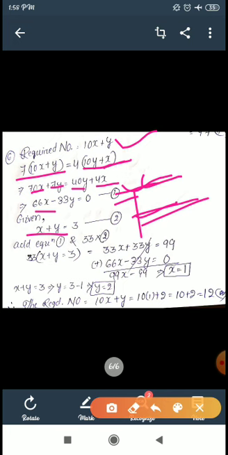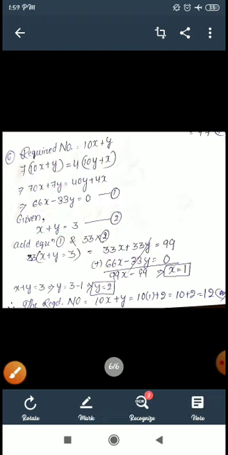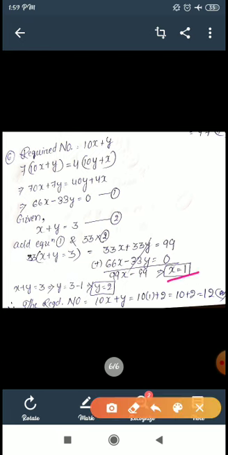Now equation 2 becomes 33x plus 33y equals 99, and 66x minus 33y equals 0. Add this with this equation. So 99x equals 99, so the value of x equals 1. Put this value in the equation x plus y equals 3. Therefore y will be 3 minus 1, which is 2. So x equals 1 and y equals 2.